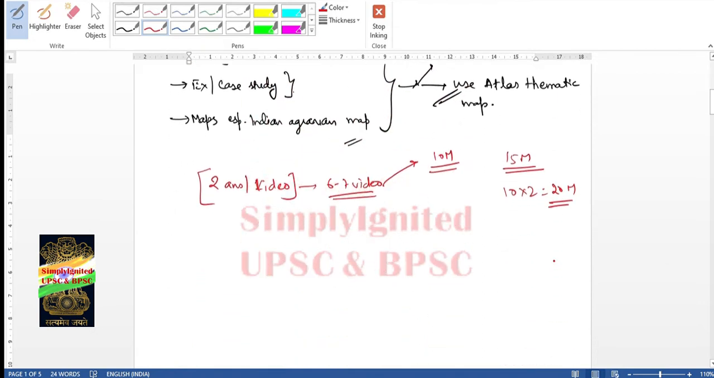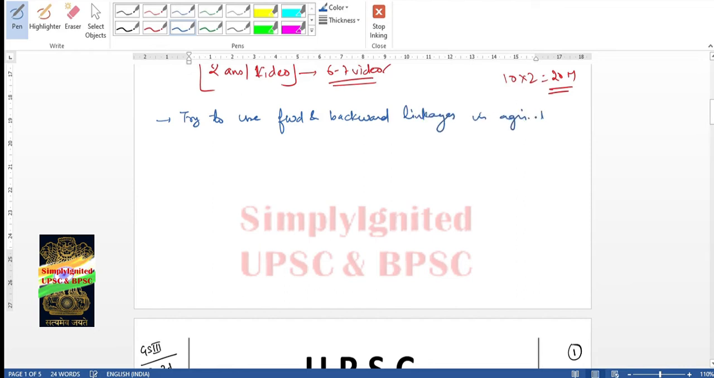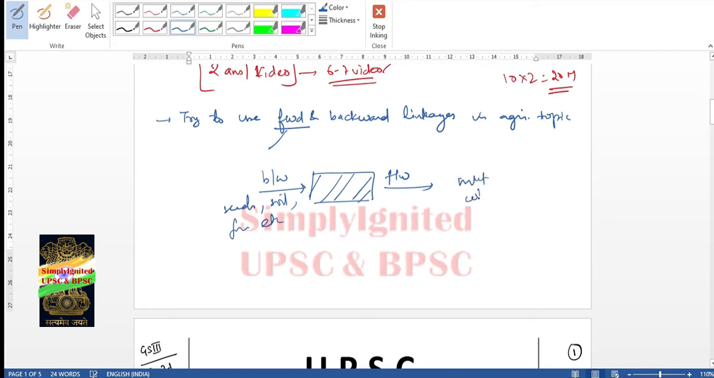Okay, yes, one more thing. Try to use forward and backward linkages in agri topics. Means, if this is crop production, okay, then there is some backward, there is some forward. What are the backward linkages? What are the forward linkages? Backward linkages: seed, soil, fertilizers, etc. Forward linkages: market, cold store, okay, etc. In this way you have to write.